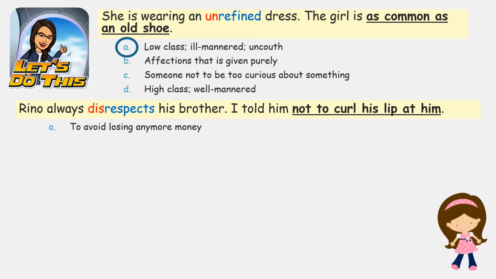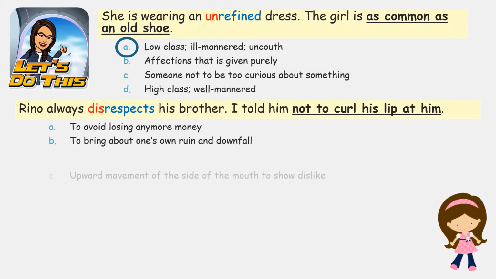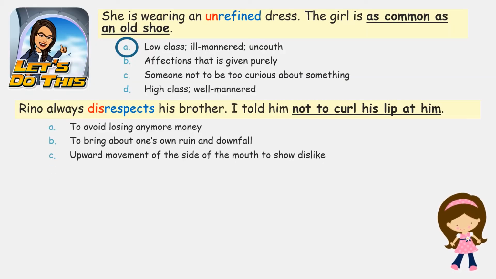Letter A, to avoid losing any more money. Letter B, to bring about one's own ruin and downfall. Letter C, upward movement of the side of the mouth to show dislike. Letter D, give honor and praises. Well, I think in this case, when you curl your lip up and with the clue disrespects, it's very obvious to say the upward movement of the side of the mouth to show dislike.